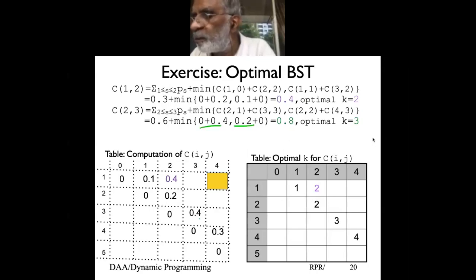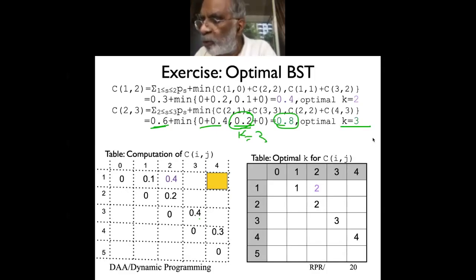So min of this is 0.2. This min comes from k is equal to 3. So 0.6 plus 0.2 gives me 0.8. For k is equal to 3, this is what I get. So the value I put here, C23, would be 0.8, and the optimal value k is 3, so we'll put 3 here and this is what we'll get. So I computed this. Same way we'll compute the next one.